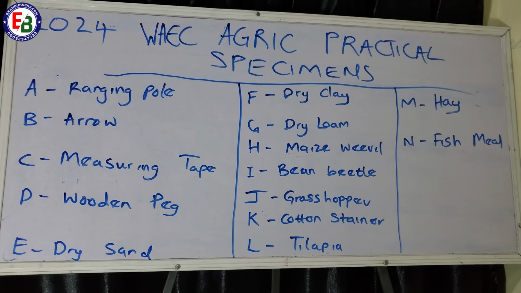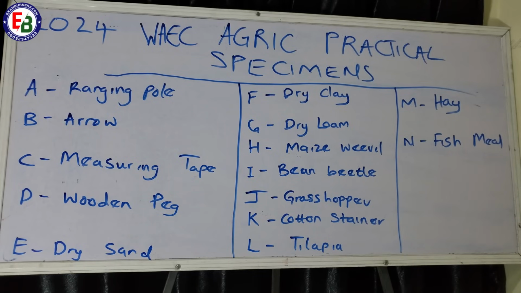So we are going to be discussing 2024 WAEC Agric practical specimen in this video. I will start with identification of the specimen. Specimen A is ranging pole, specimen B arrow, specimen C measuring tape, specimen D wooden peg, specimen E dry sand, specimen F dry clay, specimen G dry loam, specimen H maize weevil, specimen I bean beetle, specimen J grasshopper, specimen K cotton stainer, specimen L tilapia, specimen M hay, specimen N fish meal.